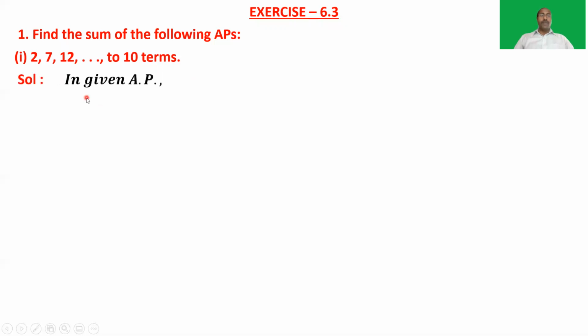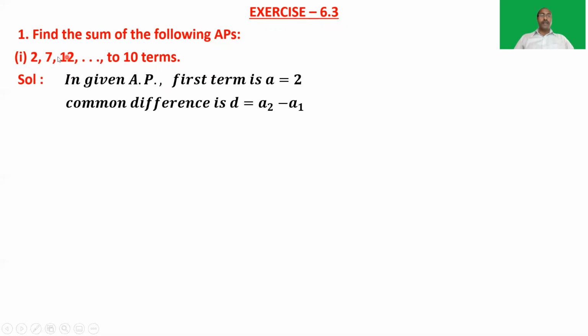So the first problem is: find the sum of the following APs. So here some arithmetic progressions are given. We have to find the sum. First one is 2, 7, 12 up to 10 terms. That is, we have to find the sum of 10 terms in this arithmetic progression. So in this arithmetic progression, we have a is equal to 2, the first term. Common difference d is equal to a2 minus a1, that is 7 minus 2, which is equal to 5.